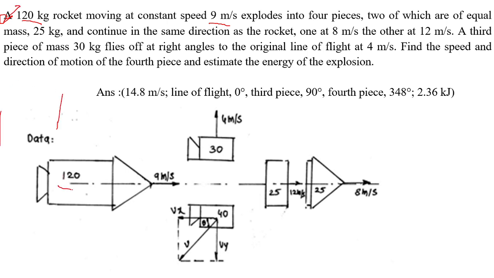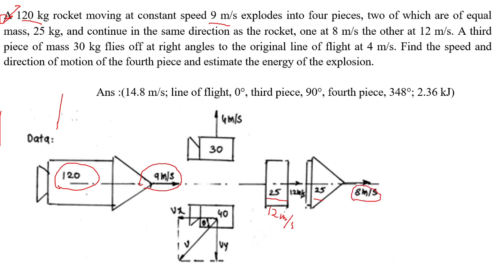This one, 120 kilograms, is moving at the speed of 9 meters per second, and then it explodes into four pieces, two of which are 25 kilograms, and the other one is also the same 25, but the velocity of this one is 12 meters per second, and the other one is 8 meters per second.